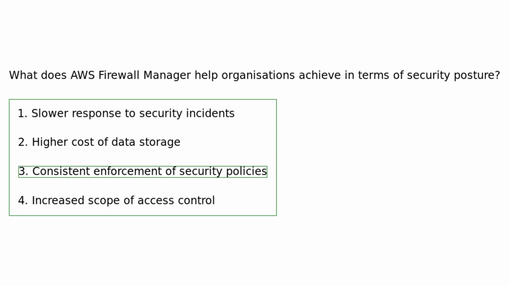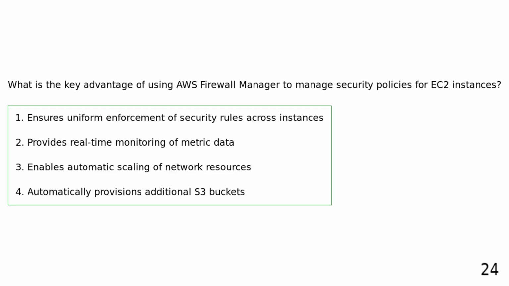AWS Firewall Manager helps organizations achieve a consistent enforcement of security policies across multiple AWS accounts and resources, improving the overall security posture. What is the key advantage of using AWS Firewall Manager to manage security policies for EC2 instances? Ensures uniform enforcement of security rules across instances. Provides real-time monitoring of metric data. Enables automatic scaling of network resources. Automatically provisions additional S3 buckets.